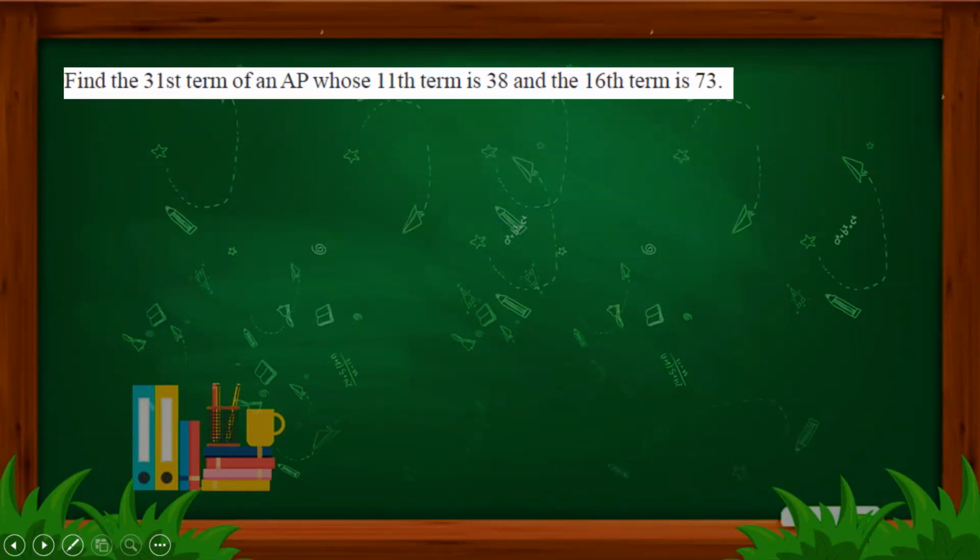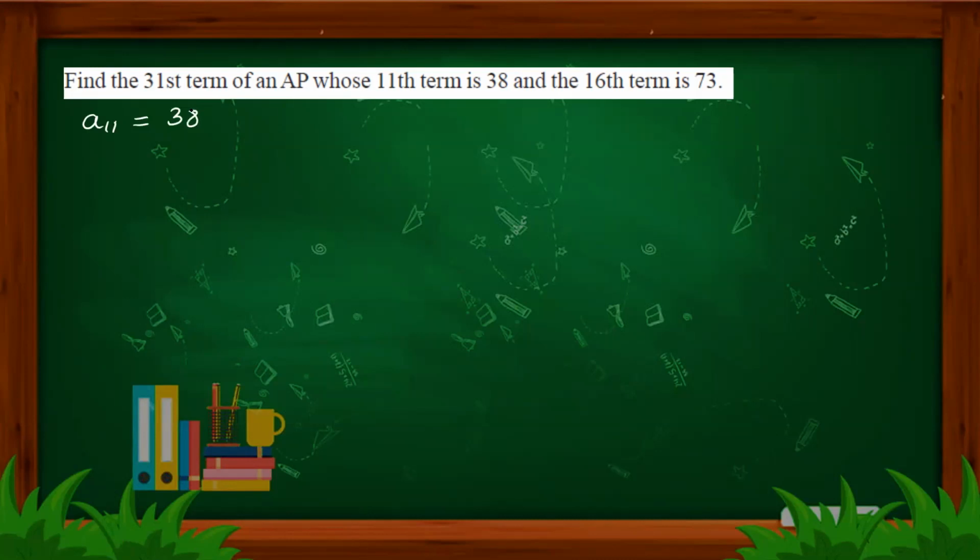Now, again, I'm dealing with each and every new type of problem. The formula which is going to be used is the same, but the problem differs and the technique to solve the problem also differs. Now this one says, find the 31st term of an AP whose 11th term is 38 and 16th term is 73. So A11 is equal to 38.